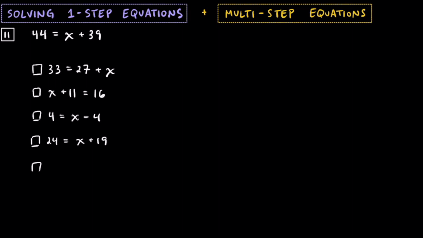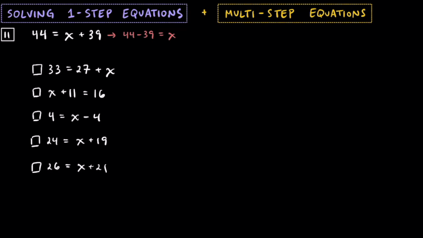And then let's do a fifth option rather. Let's say we have 26 equal to x plus 21. We're going to see which of these answer choices has the same answer as the original one we're given. The original equation says 44 is equal to x plus 39, so we can rearrange this and say that 44 minus 39 is equal to x, right?